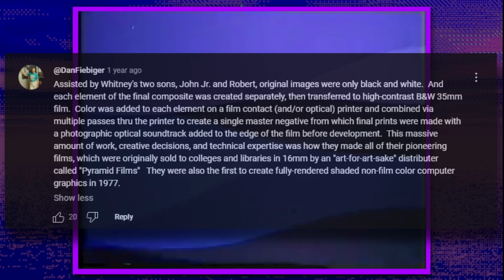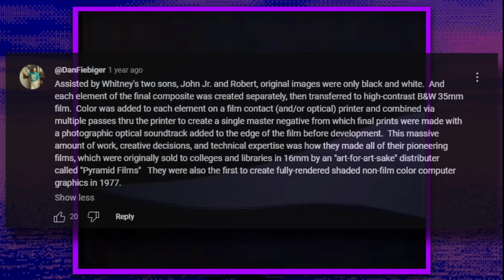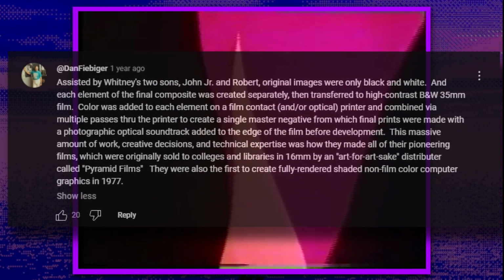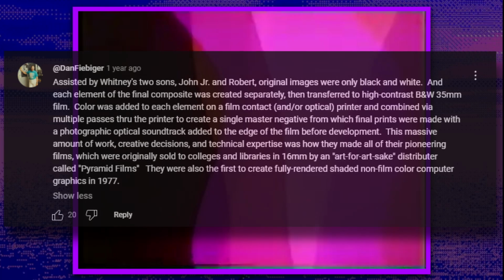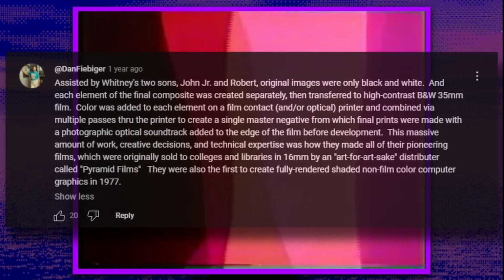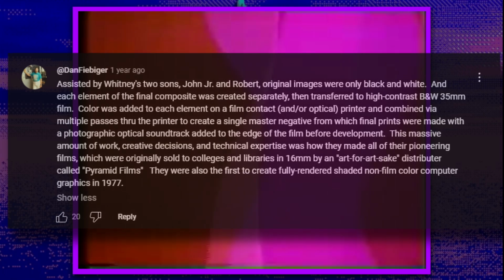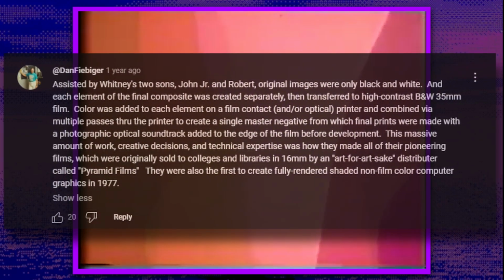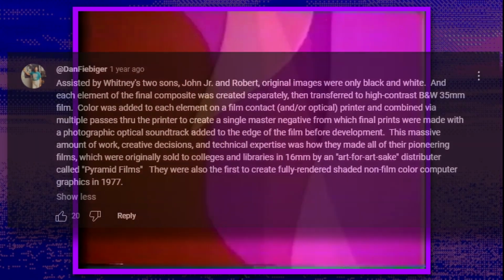This massive amount of work, creative decisions, and technical expertise was how they all made their pioneering films, which were originally sold to colleges and libraries in 16mm by an art for art's sake distributor called Pyramid Films. They were also the first to create fully rendered, shaded, non-film color computer graphics in 1977. I hope that helped you understand exactly what happened and how it worked. Now on to the next film.